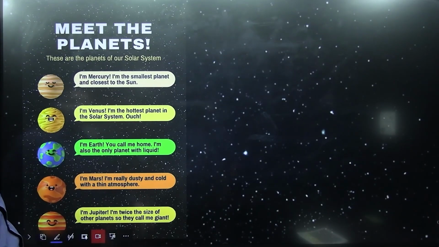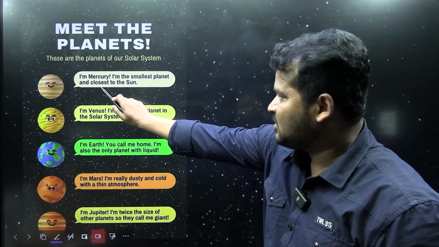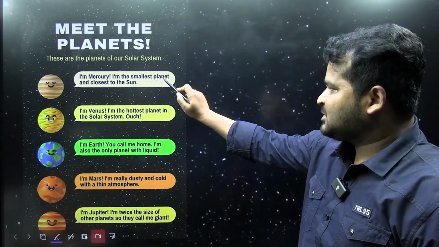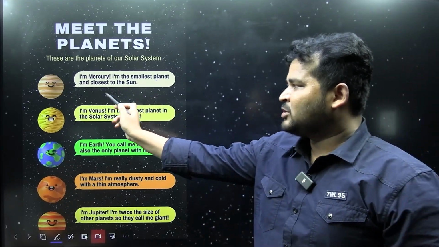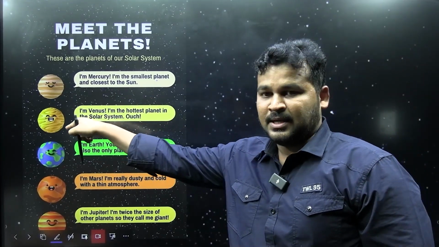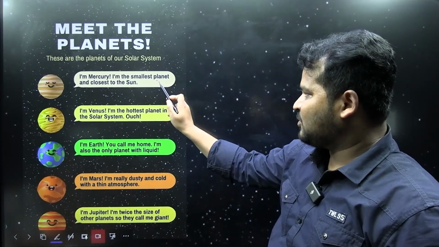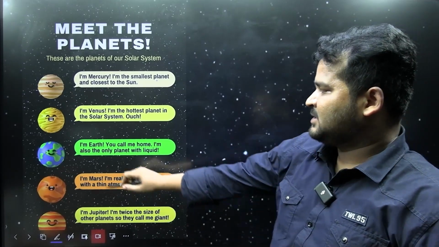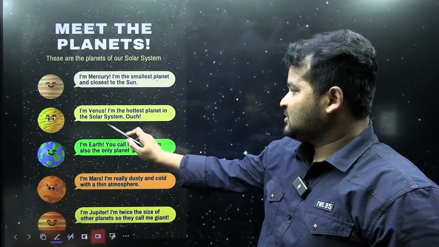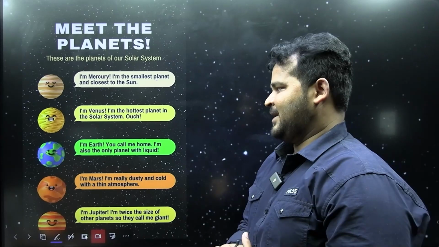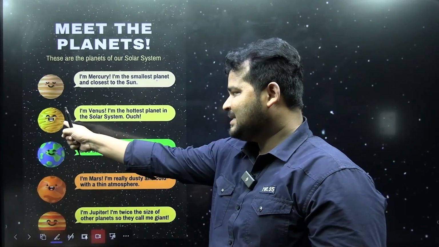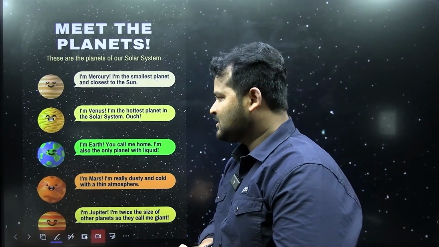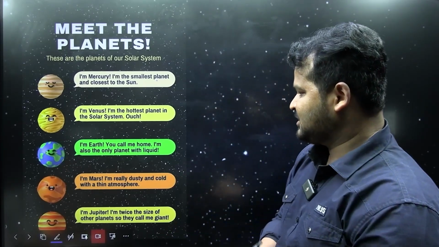So we will see now some facts related to our planets. First, Mercury. It is the smallest planet and also closest to the Sun. So we have seen in the previous image, Mercury is the smallest planet and it is very close to the Sun. And second one, Venus. I am the hottest planet in the solar system. Venus is the hottest, brightest planet among all the planets in the solar system.